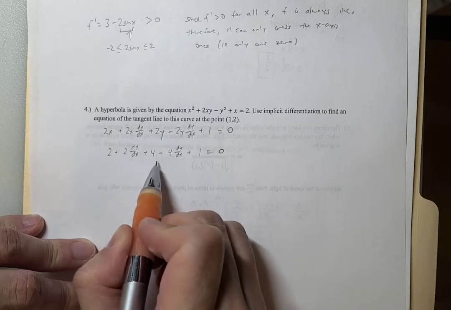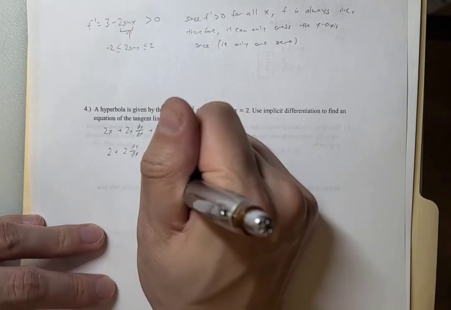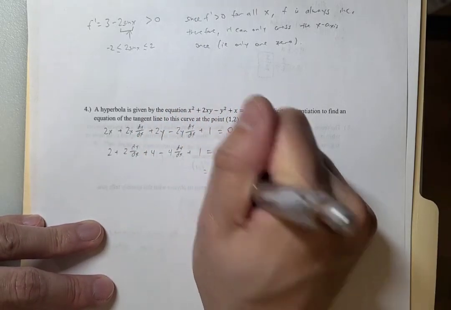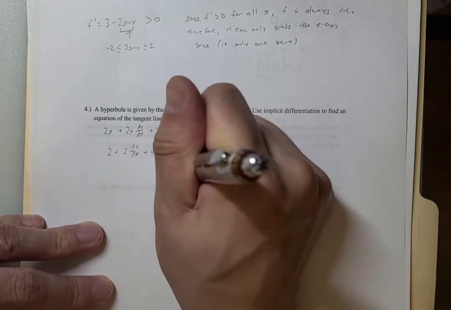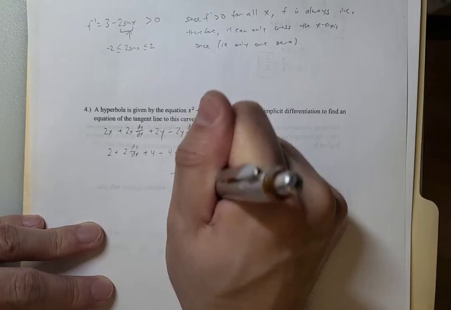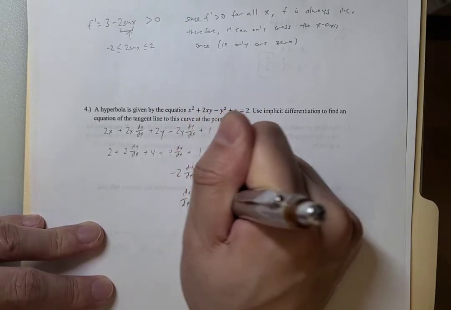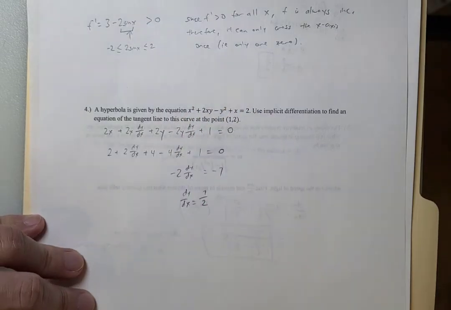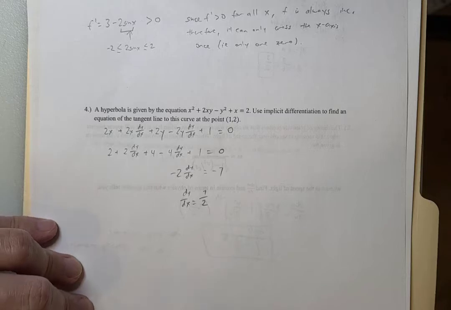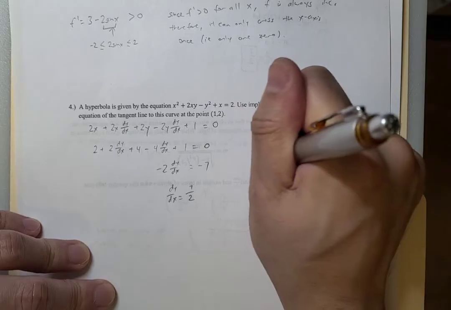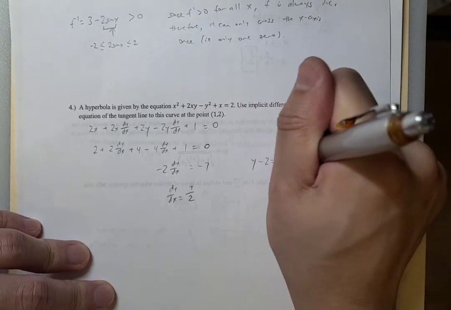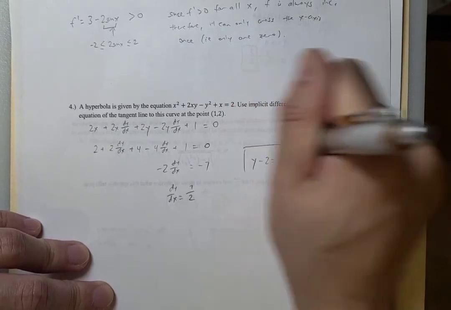Okay, this would get us 7. So it would be negative 7 on this side. This would give us negative 2 dy/dx. So dy/dx is 7 over 2. This is the slope of a tangent line. We have a slope, we have a point, we can find the equation. Point slope form, y minus 2 is 7 over 2, x minus 1.